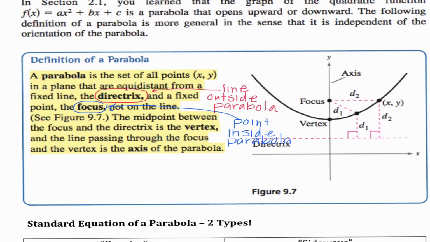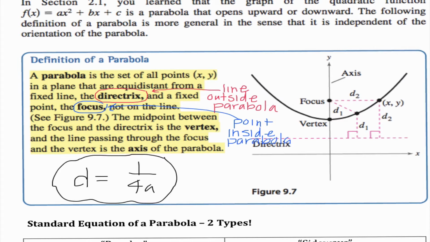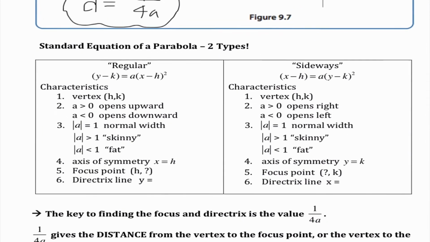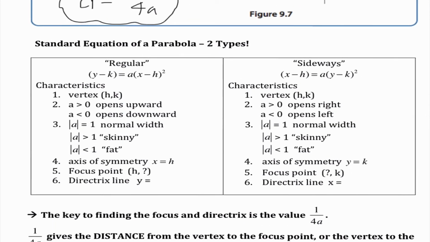The way that we can find the distance from the vertex to the focus and the directrix is d, so the distance away from the vertex to either the focus or the directrix is d equals 1 over 4a. This is something new that we need to have memorized in order to be successful. If we look, this is stuff that we have for the most part already learned.